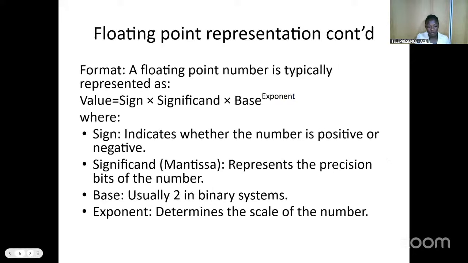Then for the format, a floating point number is typically represented as value, which is the sign, times the significand, times the base, raised to the exponent. The sign tells us whether the number is positive or negative. The significand, also known as the mantissa, represents the precision bits of the number. The base, which I called radix the other time, indicates what base the number is in, whether base 10, base 2, base 16, and so on. And the exponent is the power which determines the scale of the number, whether raised to the power of 2, 3, 4, and the like.